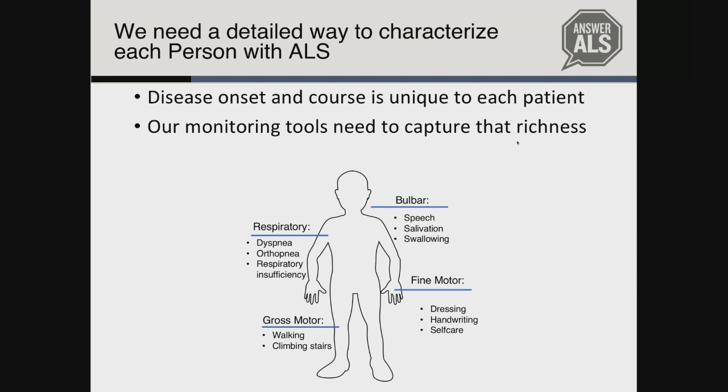Up until now, we've used tools like the ALS Functional Rating Scale, which is very informative, but it really kind of treats every person as though they're essentially the same. And then we have these domains, bulbar, respiratory, fine motor, and gross motor, and we try to fit people into that pattern and fit them to the tool. I think what we want to do with technology is be able to fit our tool to the richness of each person. Next slide.